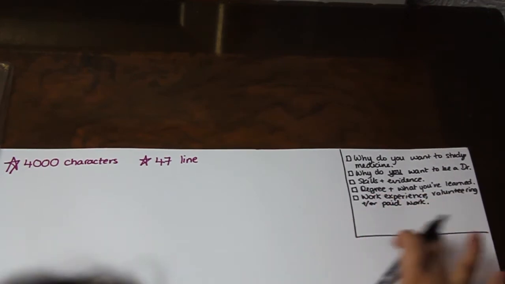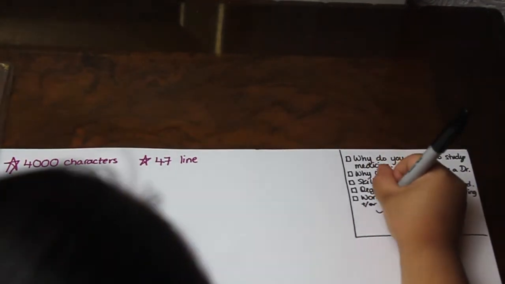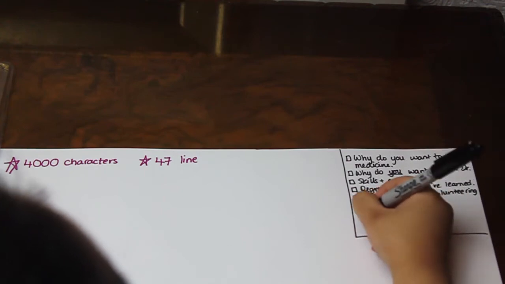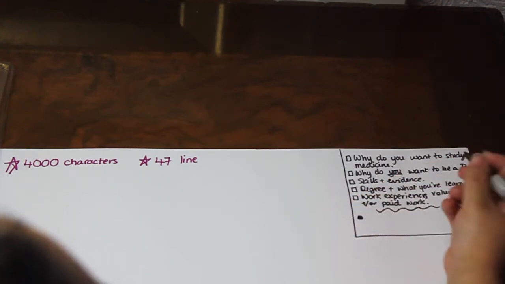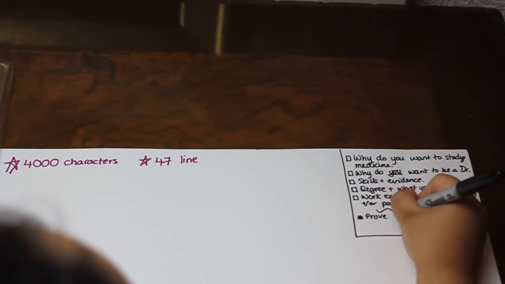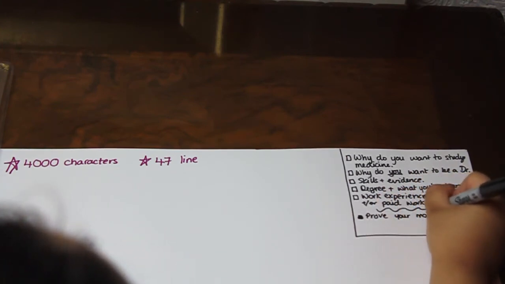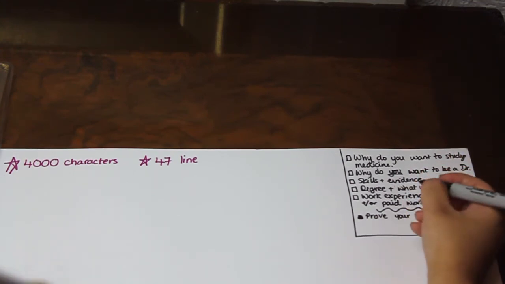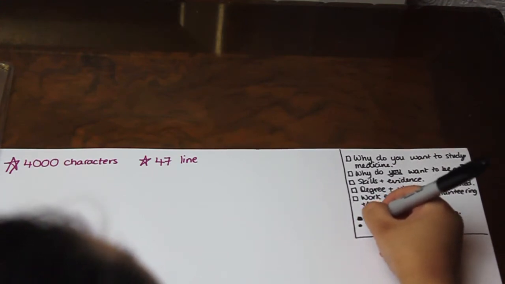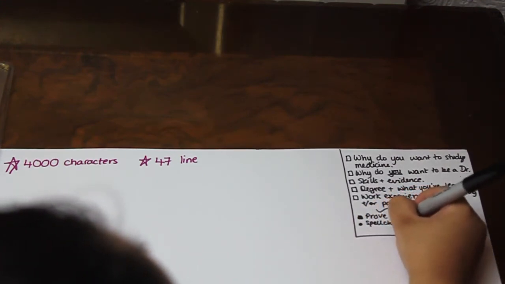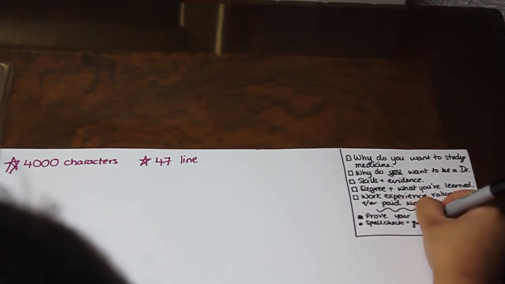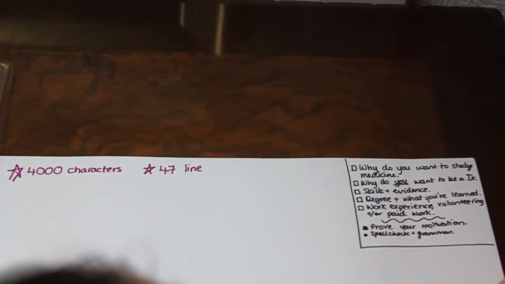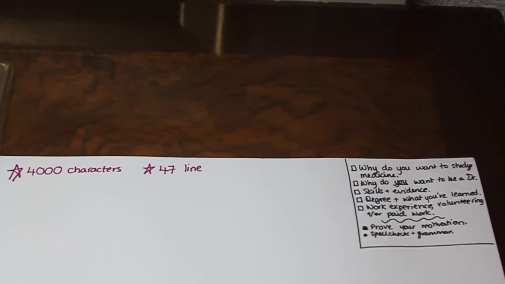So those are just things that you'll need to include, but other key points to think about is you want to, I'll do a different bullet point, you want to prove your motivation for medicine. You're going to make sure you're using some form of spell check and checking your grammar as well. That's really important. You want to be making a good impression for your personal statement. So this is something that's also really important.